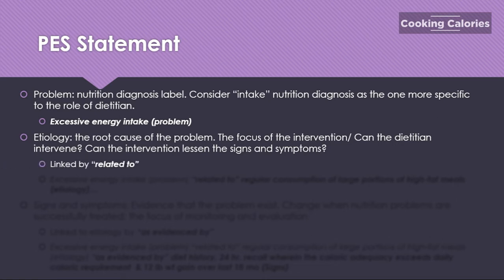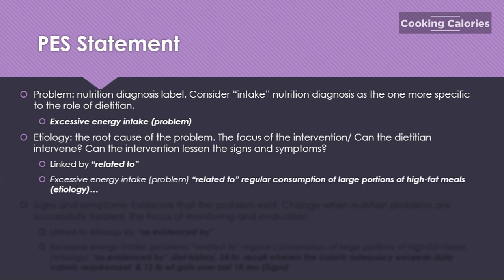Now, going back to our problem earlier, which is excessive energy intake, we will add the etiology, which is related to regular consumption of large portions of high-fat meals. So if I am going to read or analyze this, I can interpret that the patient has excessive energy intake because he regularly consumes large portions of high-fat meals.